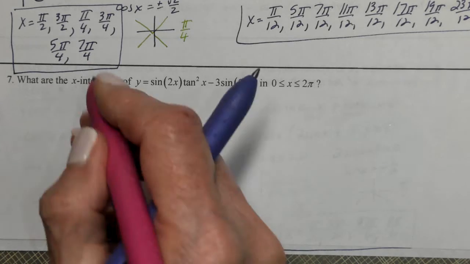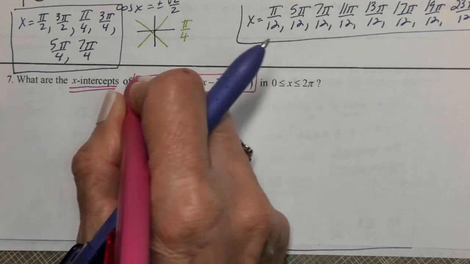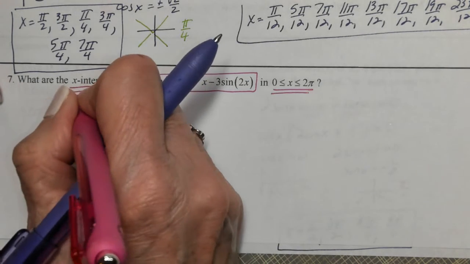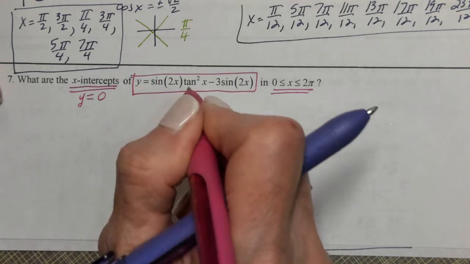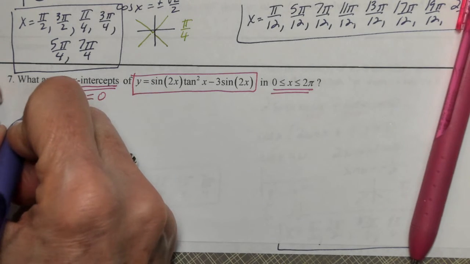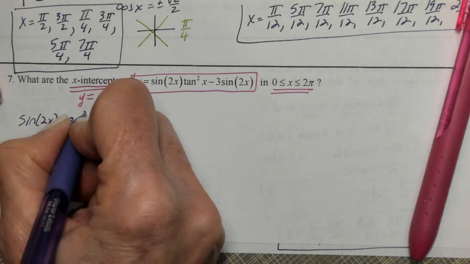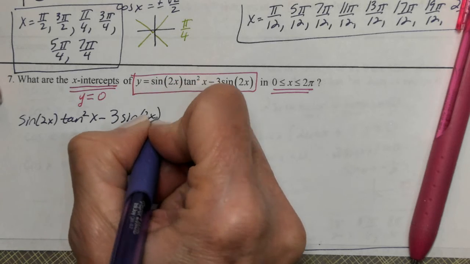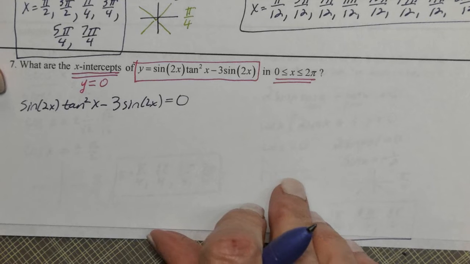What are the x-intercepts of this equation from 0 to 2 pi? X-intercepts. Well, x-intercepts occur when y is 0, right? So we're setting this equal to 0. We'll have sine of 2x tangent squared x minus 3 sine of 2x is equal to 0.